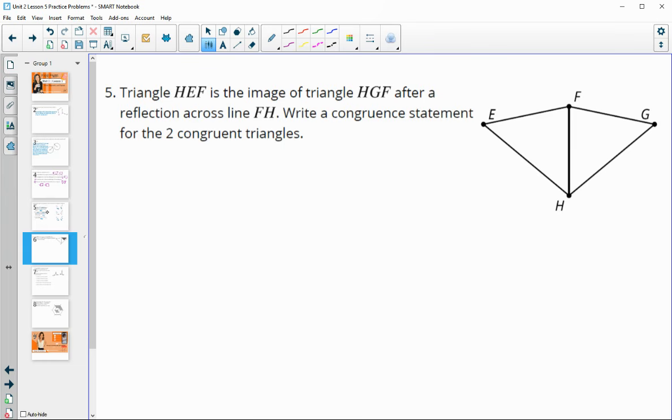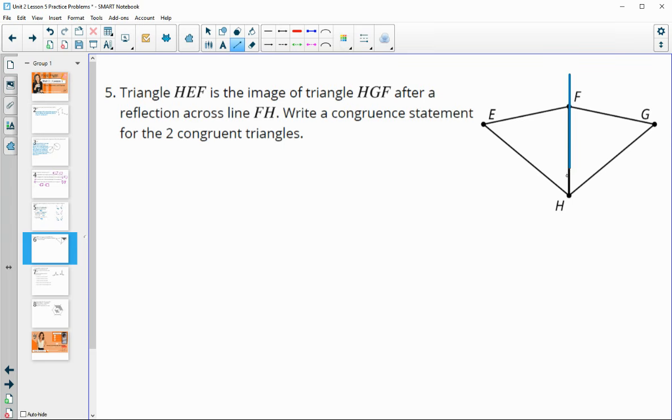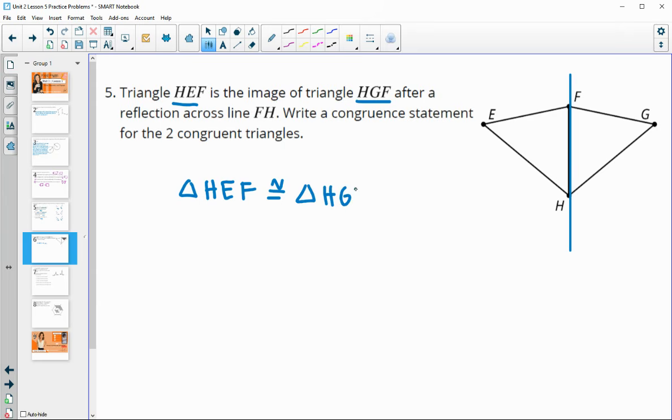Number 5, triangle HEF is the image of triangle HGF after a reflection across the line FH. So we've got a reflection here, and it just says write a congruent statement for the 2 triangles. Since they're saying these are images of each other, they must be congruent. So you could just steal that and put triangle HEF is congruent to triangle HGF. So that's one way to do it.